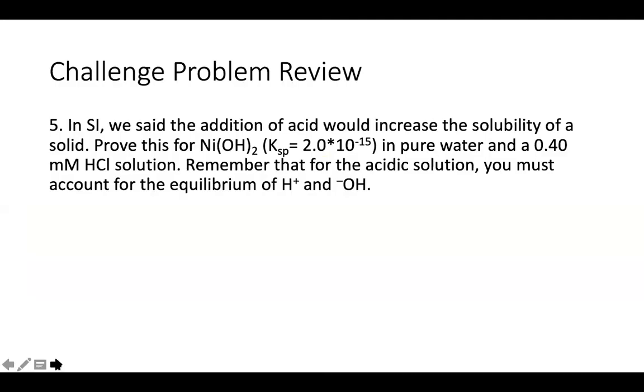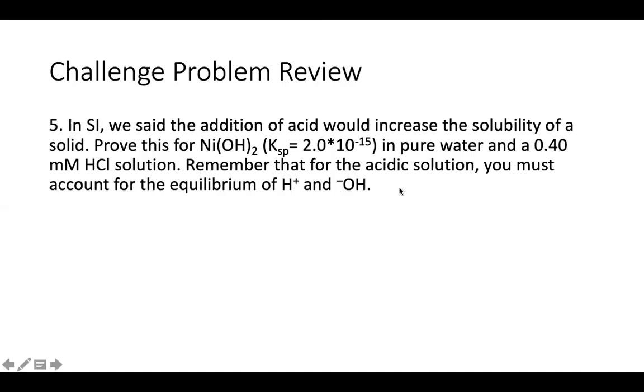Okay, so lastly, this is kind of another activity problem. We said that the addition of an acid would increase the solubility of a solid, right? That's the end of chapter 16. I said, prove this using nickel hydroxide, whose Ksp is 2 times 10 to the negative 15th. We're going to show this in a pure water solution, and then we're also going to show it in a solution that has some HCl added to it, so it's going to have a certain pH, an acidic pH.